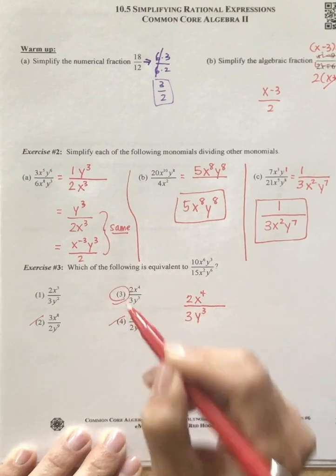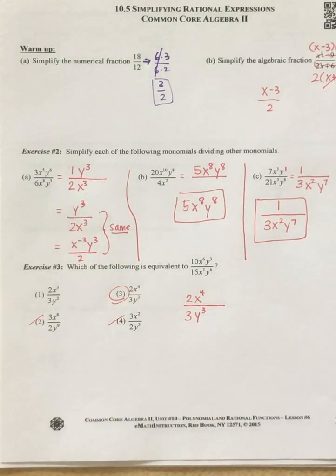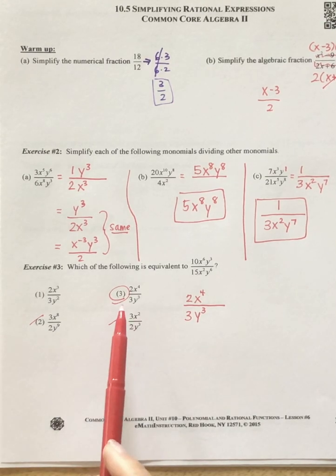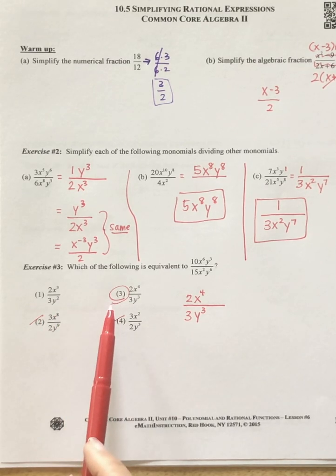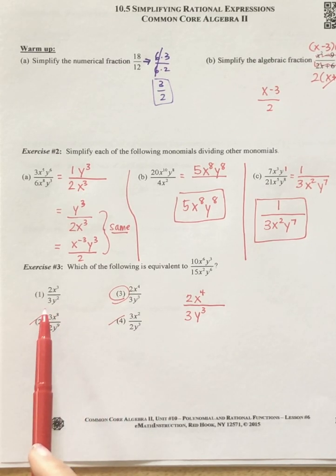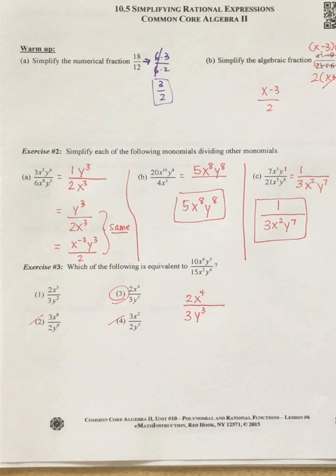Looks like it's this guy right here. 10 divided by 15 is 2/3. 6x is up top, 2 on the bottom leaves you 4 up top. That's the big difference between 1 and 3. 1 and 3 are very similar. 1 uses the rules the wrong way. So choice 3 should be your answer.